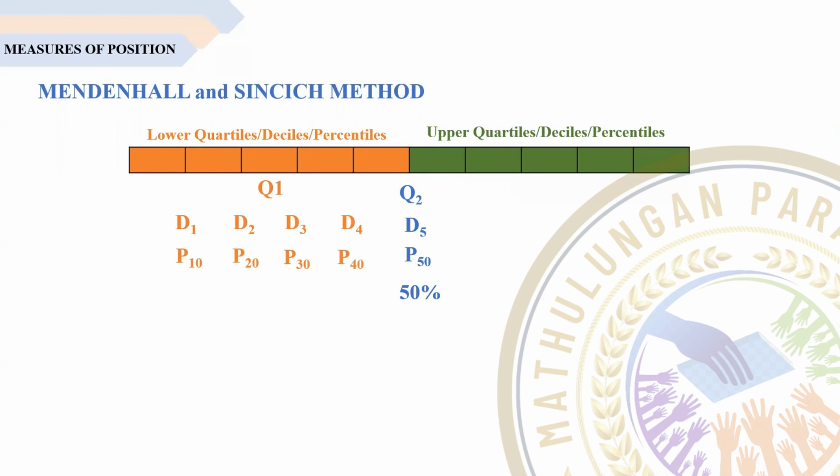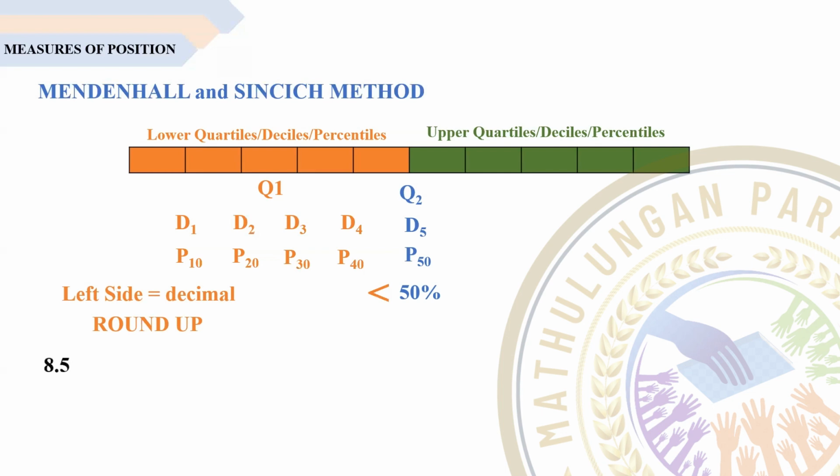We all know that the position of these scores ay less than 50 at ang mga scores na ito ay located sa left side ng ating data. Take note, kapag ang computed value natin ay may kasamang decimal, that means i-round up natin ang position. I-disregard natin kung ano ang value ng decimal na kasama ng ating computed value.